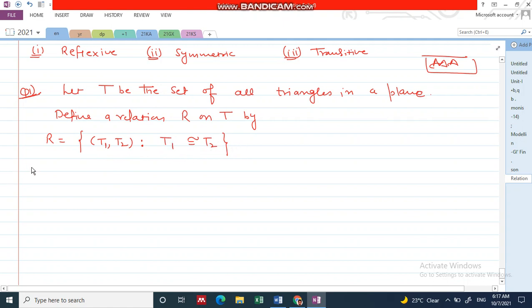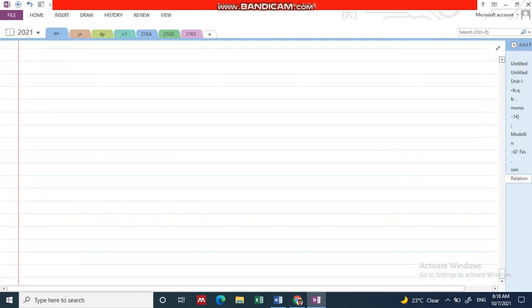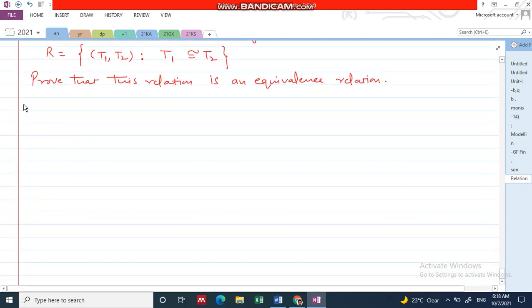Prove that this relation is an equivalence relation. You see that in this case we want to prove that this relation is an equivalence relation. So for this we want to prove that it is reflexive, symmetric, and transitive. First of all, I check whether it is reflexive or not.